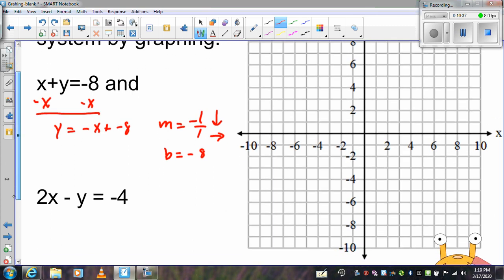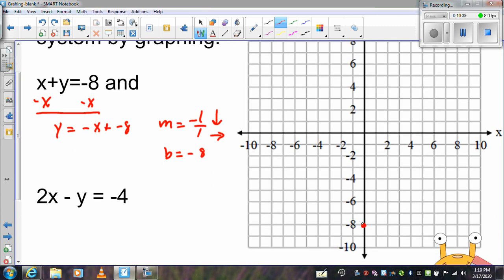So let's see, I'm going to have to move this a little bit. So y-intercept is negative 8, down 1, forwards 1, down 1, forwards 1. Clearly, I'm running out of space, so I think I'm going to have to go up and back.